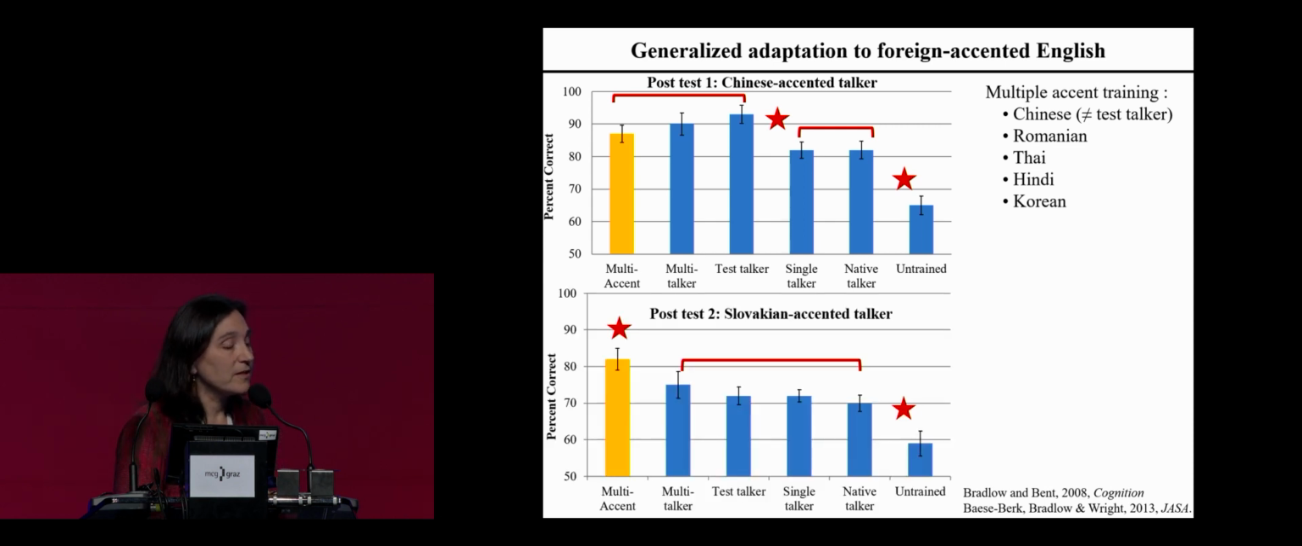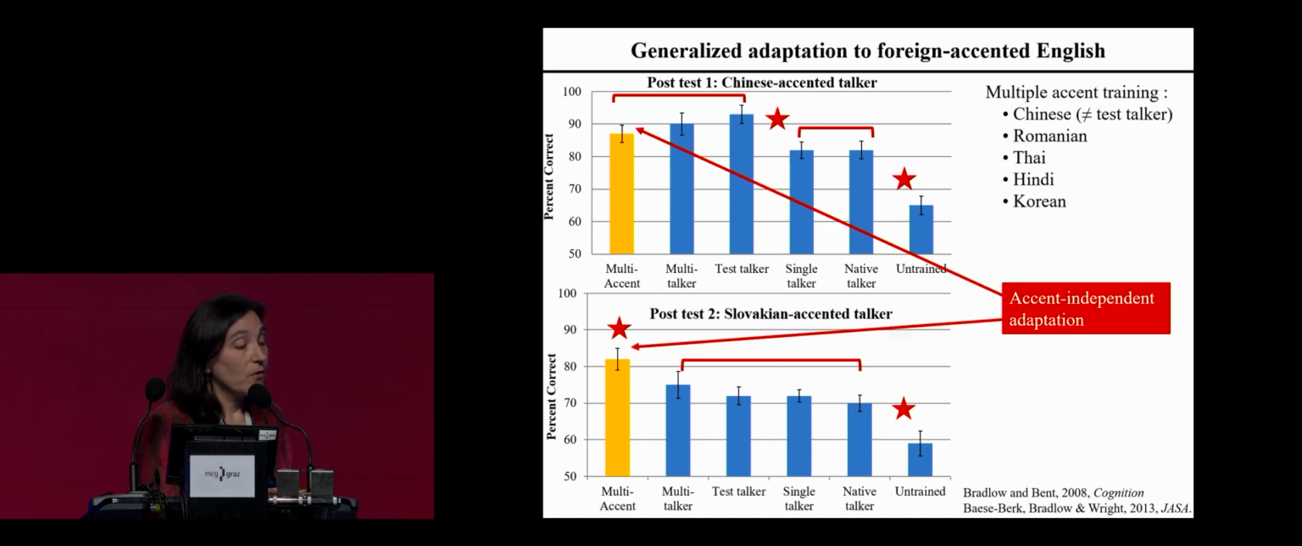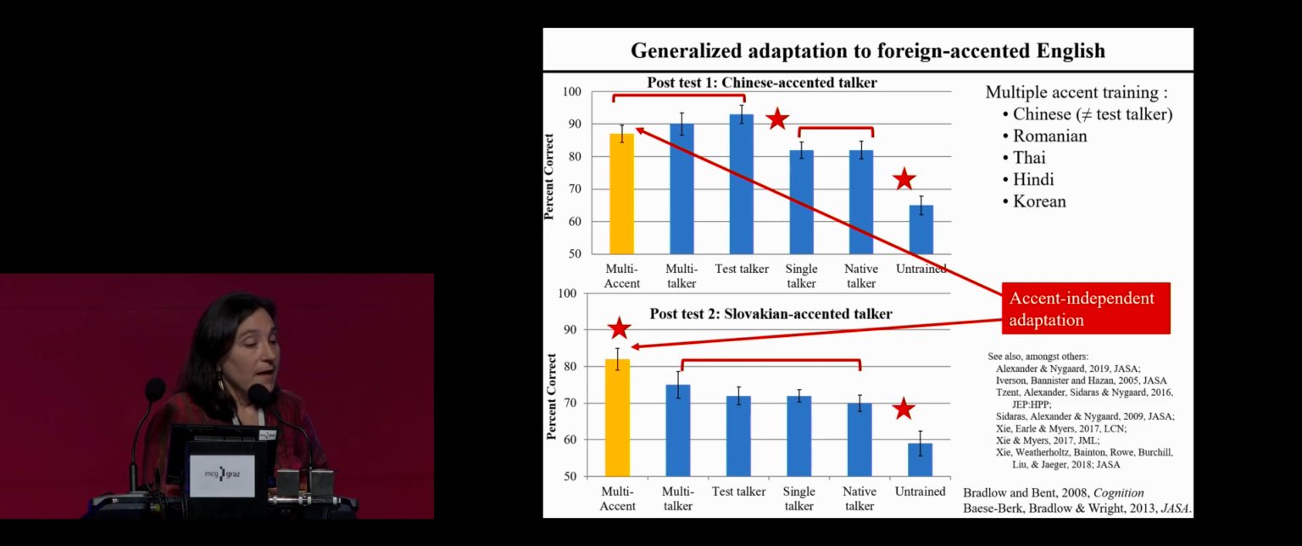And then, for the first time, we finally see adaptation to Slovakian accented English. So when exposed to multiple accents, when the systematic features of foreign accented speech extend across groups of foreign accented speakers, when listeners are given exposure to that sort of variation, they can, in fact, achieve accent-independent adaptation. And this general pattern of results has been replicated a number of times now.